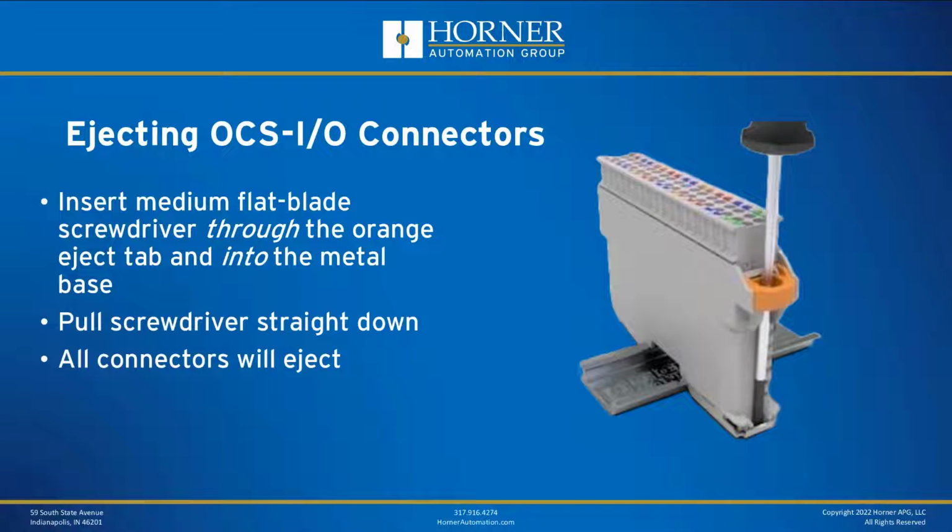Now, when you go to eject the plugs from the module, the way you do that actually is you use a medium-sized screwdriver. So you don't use a little small screwdriver like you might use to eject a wire from the terminal block, but you'd use a medium-sized flat-bladed screwdriver, insert it through the orange eject tab like shown there on the screen. And you'd also put the end of the screwdriver on the metal tab and then pull straight down on that orange eject tab. And then you'll find all the terminals will pop and eject at once. That's the trick to ejecting the terminal strips.